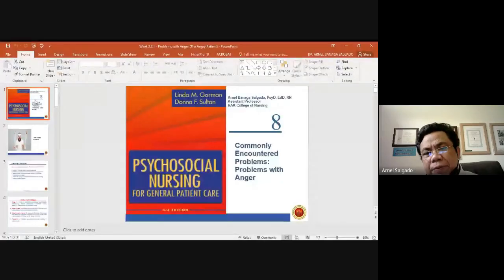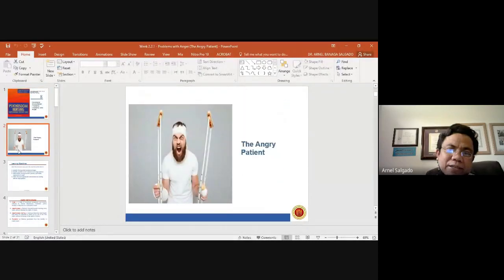Yeah, so let's try to proceed in order to understand the problems with anger, right? The same scenario, right? So these are the commonly encountered problems. That's problem with anger among our patient. And later on, we have to look on the other side among nurses, no? You see, sometimes they are shouting at us, no? It's very scary sometimes, no? So let us try to move forward and understand what angry patient means.